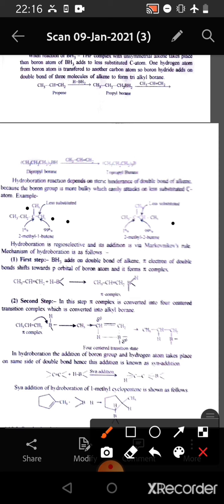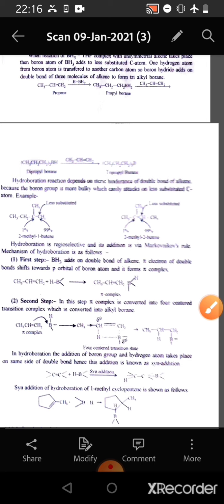And here if we see the example of 2-methyl-2-butene, in this the second carbon atom is less substituted, and if the boron group attacks here, then the product formed is 99%, and if the boron group attacks the third carbon atom, which is adjacent to the second carbon atom, then the product formed is only 1%. Hydroboration is regioselective and its addition is via Markovnikov's rule.